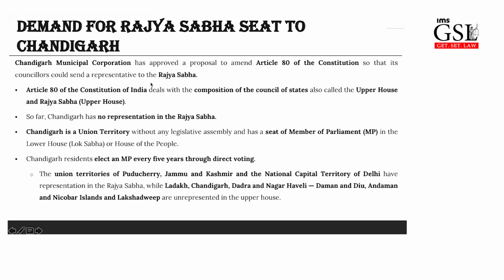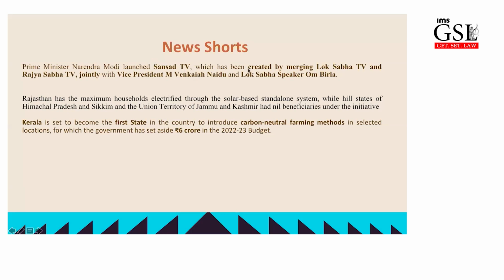Okay? All right. The Prime Minister has launched Sansad TV, which has been created by merging Lok Sabha TV and Rajya Sabha TV, with Vice President M. Venkaiah Naidu and Lok Sabha Speaker Om Birla. Okay? Rajasthan has the maximum households electrified through solar-based standalone systems, while the hill states of Himachal Pradesh and Sikkim and the UT of Jammu and Kashmir had nil beneficiaries under the initiative, right? India also happens to be one of the important members in the International Solar Alliance, right? Kerala is set to become the first state in the country to introduce carbon neutral farming methods in selected locations, for which the government has set aside rupees 6 crores in the 2022-23 budget. All right.